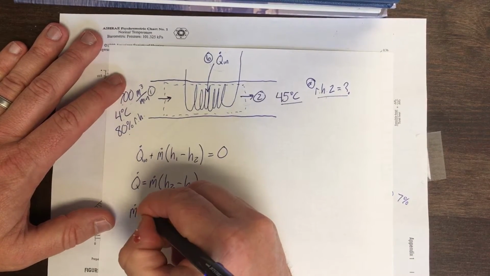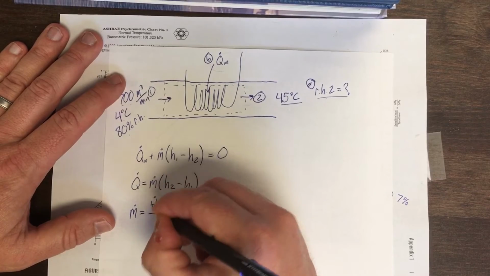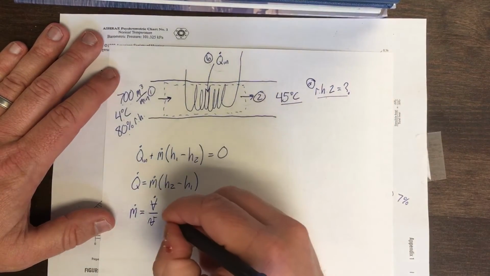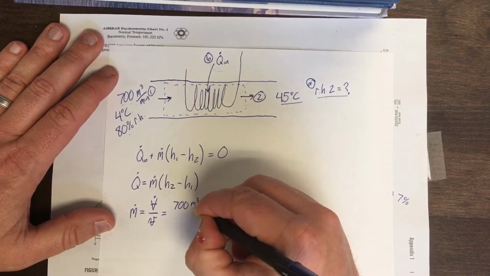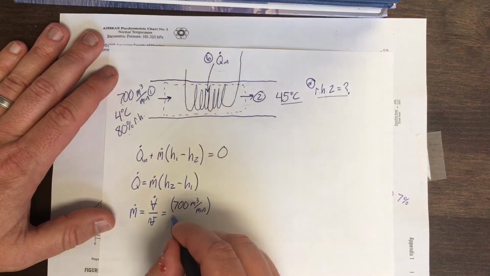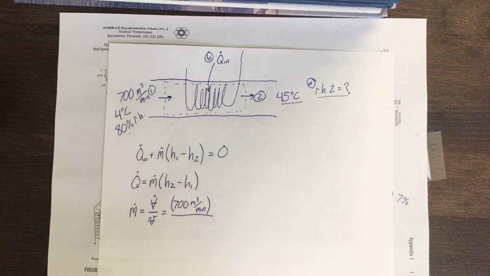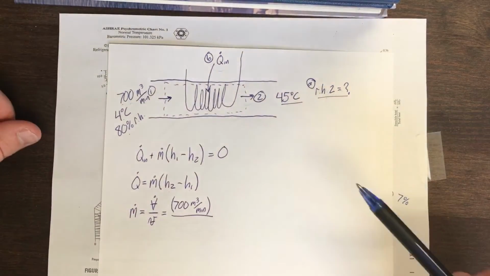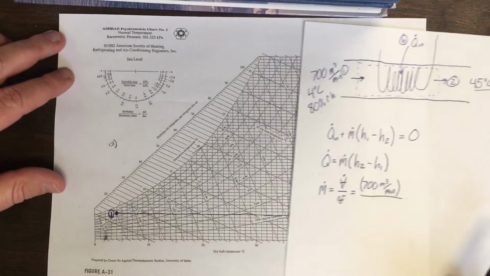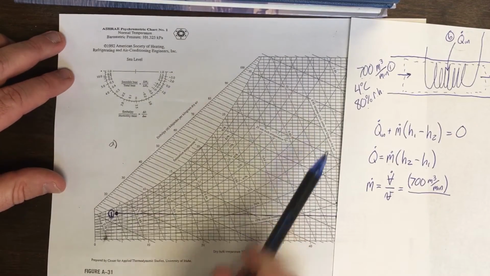Mass flow rate is volume flow rate divided by specific volume. We've got the volume flow rate, 700 meters cubed per minute. A lot of times in this industry, flow rates are specified in terms of volumes. There are certain codes and regulations where you have to supply a certain amount of air or fresh air in CFM or meters cubed per minute to a conditioned space. And then the energy balance obviously depends on the mass flow rate, so you've got to find the density or specific volume. On the psychrometric chart, we've got the specific volume.